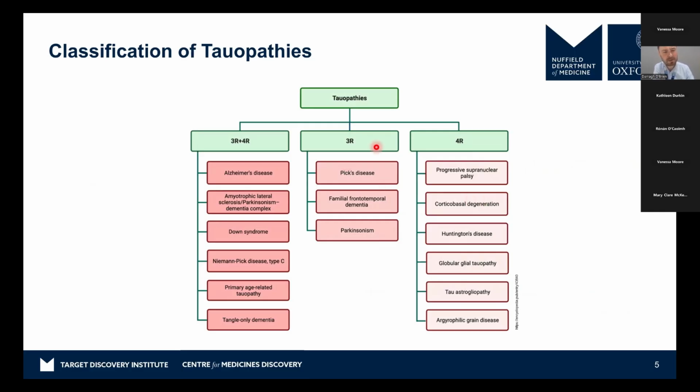Also, the tauopathies are classified according to the different isoforms. Those diseases which are enriched in 3R tau include Pick's disease and familial frontotemporal dementia, whereas 4R tauopathies are enriched for, as I said, 4R isoforms of tau. These include PSP and corticobasal degeneration. And then you have diseases such as Alzheimer's disease, which is actually a mix of 3R and 4R tau.